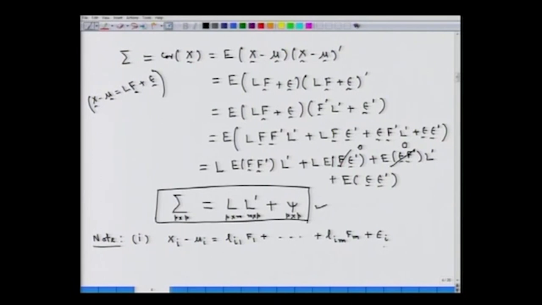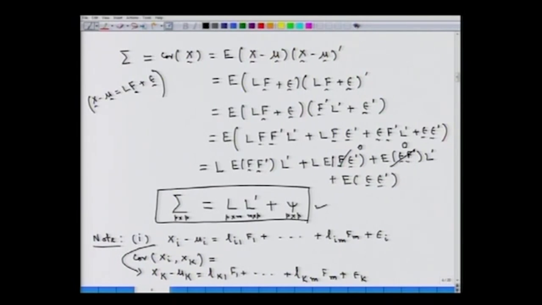Now once we have this relationship, we can ask what is the covariance of xi and xk. Covariance between xi and xk is of course the ikth element of this sigma matrix. Now from this relationship, if xi minus mu i is equal to this, we will have, corresponding to the kth variable, xk minus mu k equal to Lk1 times F1, plus and so on up to the kth row, Lkm times Fm, plus epsilon k.